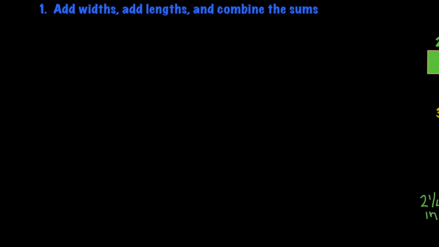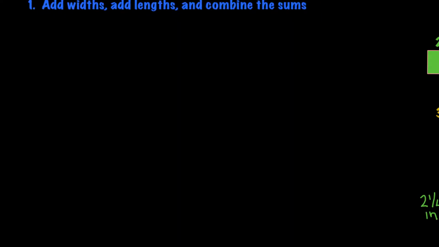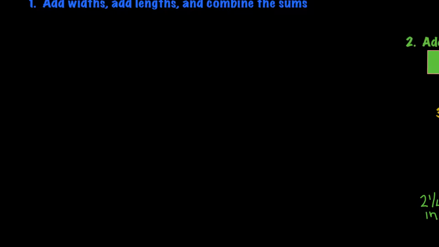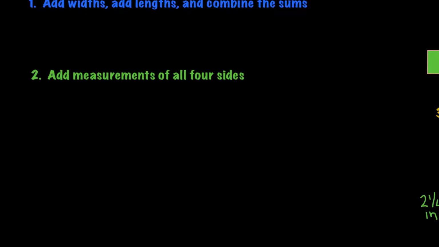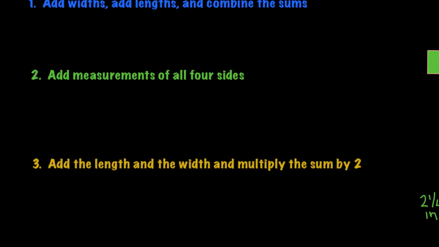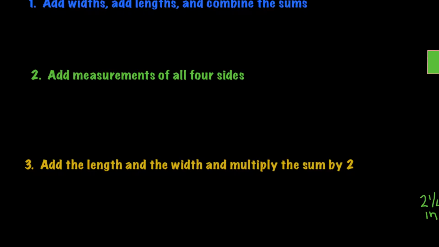All of you probably recall that you have different strategies for finding perimeter, but we know that we need to look at the outside of the shape. So one method is to actually add the widths, add the lengths, and then combine those sums. Another method is to add measurements of all four sides. Just take all of the numbers and add them all together. Or the third method is to add the length and the width and then multiply that sum by 2. So any of these methods would work to come up with an answer for perimeter.